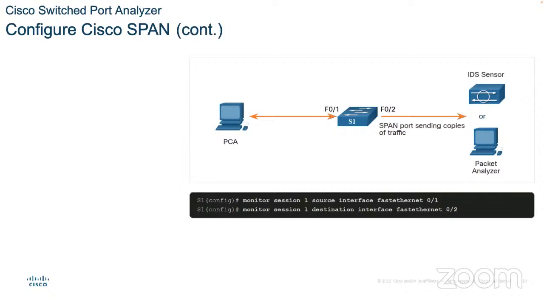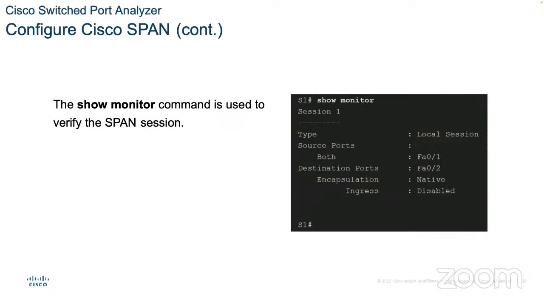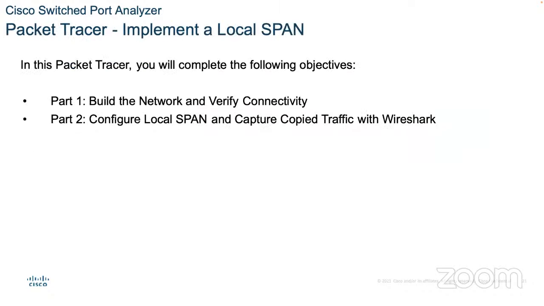Here's a little example of saying, hey, anything that's coming from Fast Ethernet 0/1 gets copied out to Fast Ethernet 0/2. That way, whatever's on the other end can look at it and do whatever. And then you could do show monitor to see the setup. There is a Packet Tracer activity that helps you understand how to make the local span.